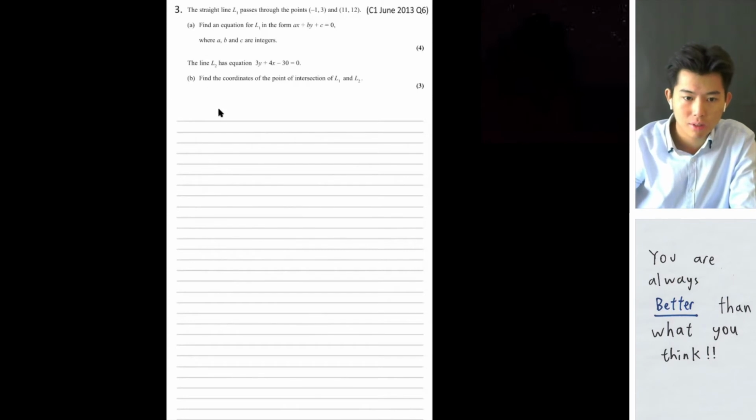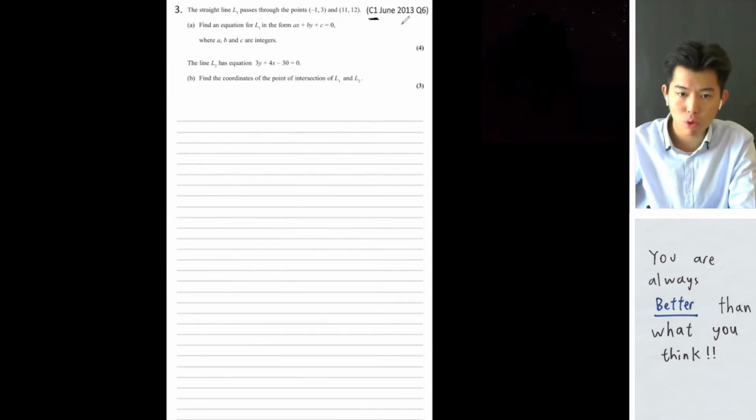Okay, let's try this. This question here is from the C1 module, June 2013, question 6. For part A, they want us to find the equation of L1 in the form ax plus by plus c equals 0, where a, b, and c are integers.